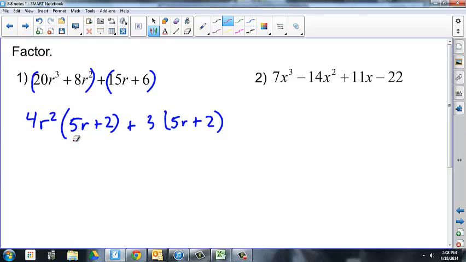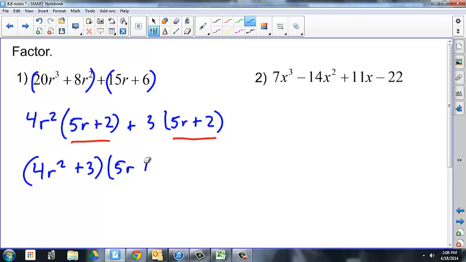And now here's the key to this. 5r plus 2, 5r plus 2. Those have to be the same or you cannot continue with this process. So we're going to have 4r squared plus 3 times 5r plus 2.